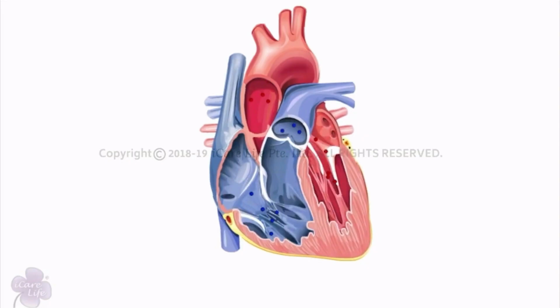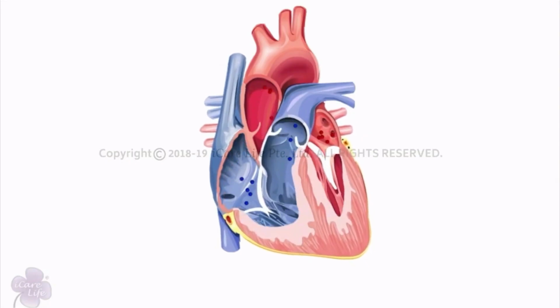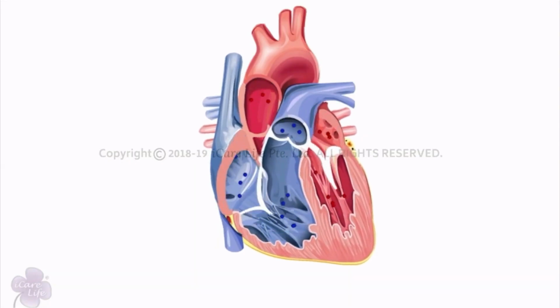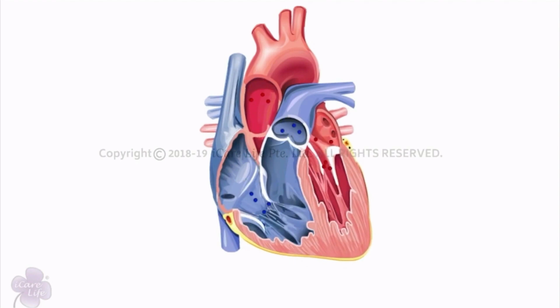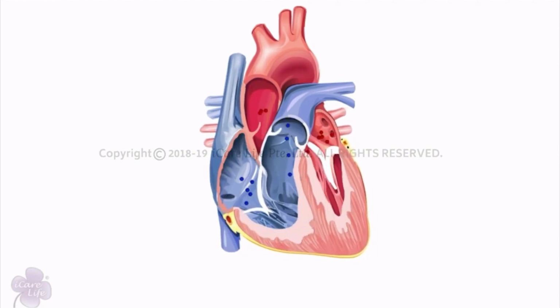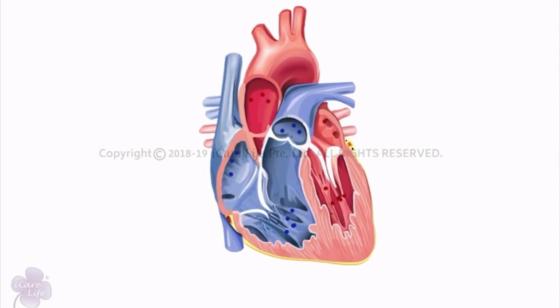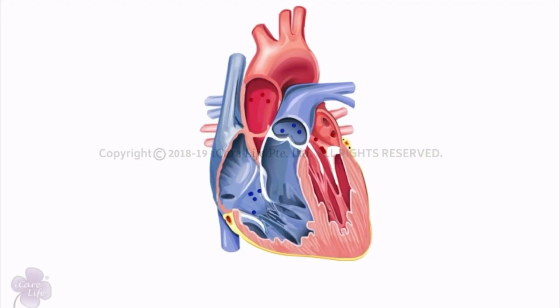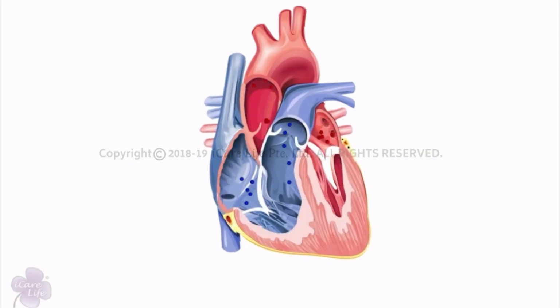Let us now look at how the heart pumps blood. The blood is pumped by the heart in 2 phases: diastole and systole. A diastole and a systole together make a cardiac cycle.